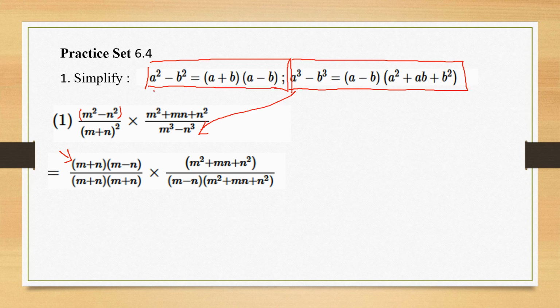Now this m plus n and this m plus n will get cancelled, and the numerator m square plus mn plus n square and the denominator m square plus mn plus n square will get cancelled. Similarly, this m minus n and this m minus n will get cancelled. The only thing remaining is m plus n, which is in the denominator. So your final answer is 1 upon m plus n.